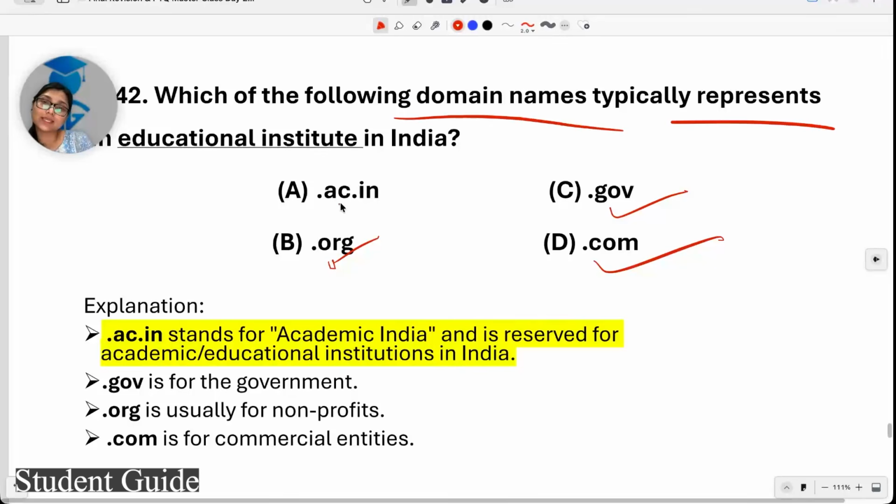If it is .ac.in, for example, Guwahati University.ac.in or some other universities use this particular domain name, so it is basically representing the educational institute in India. Okay, here I have already added ac.in stands for Academic India. You need to know this one, Academic India, and is reserved for academic and educational institutions in India.